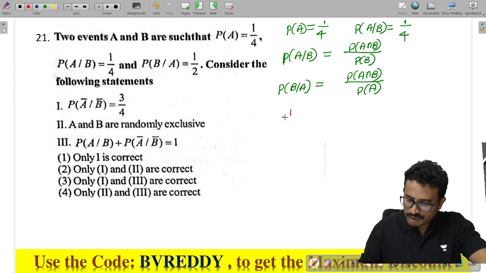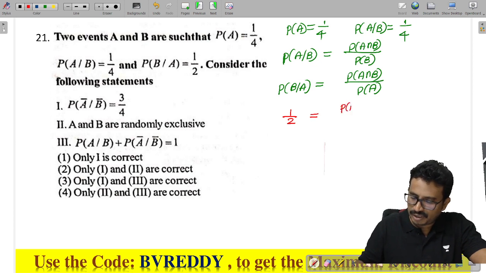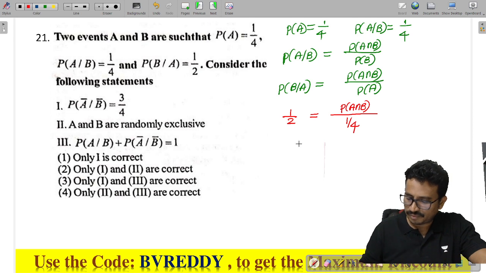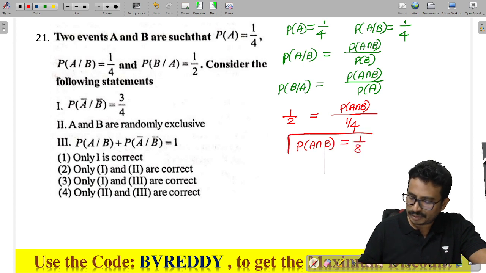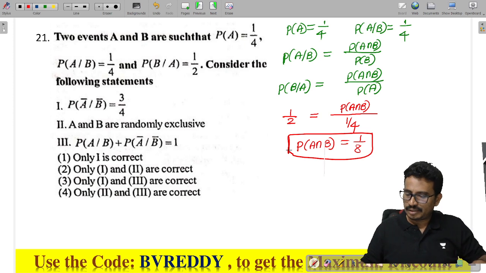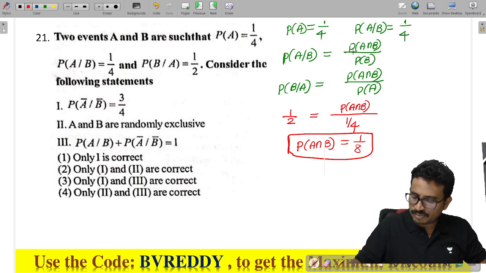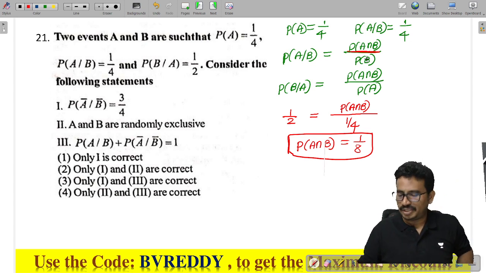P of B given A, which is 1 by 2, is given as P of A intersection B by P of A, which is given as 1 by 4. So from this I can get P of A intersection B, which is equal to 1 by 8. And now that I know P of A intersection B, I can substitute here to get the value of P of B.